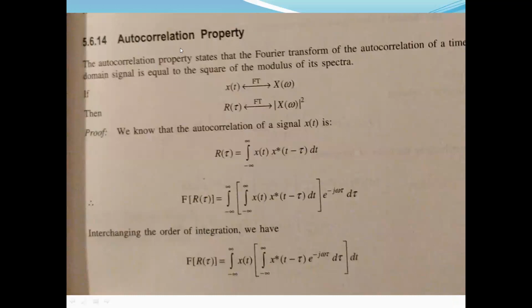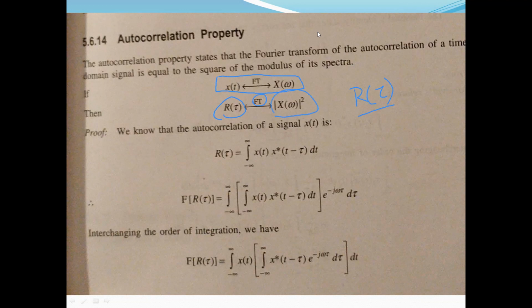Now this is called the autocorrelation property. According to the autocorrelation property, the Fourier transform of the autocorrelation of a time domain signal is equal to the square of the modulus of its spectrum. So when you take x of t whose Fourier transform is X of omega, this is the symbol for autocorrelation, that is R of tau. R of tau is the symbol for autocorrelation whose Fourier transform would be the square of the modulus of X of omega.